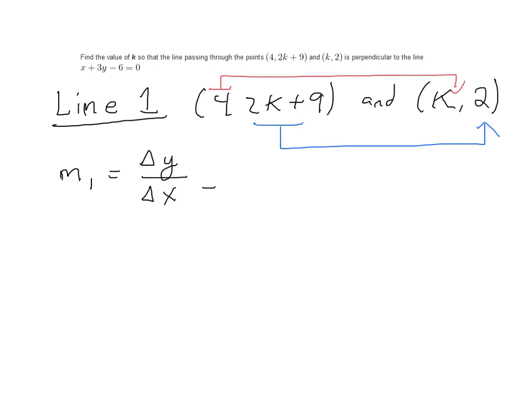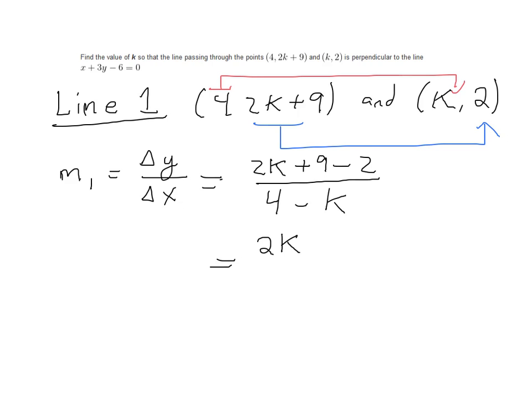So what I have here is the change in y is simply going to be equal to 2k + 9 minus 2. So that's just the second part, the y component, divided by 4 minus k. And the only thing I can really simplify from this is just the numerator. So the numerator simplifies down to 2k + 7 divided by 4 minus k. And that's really all I can do with the first slope.